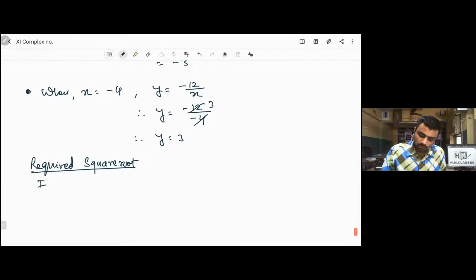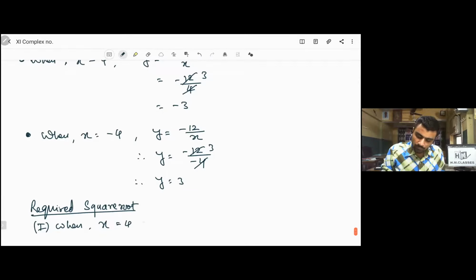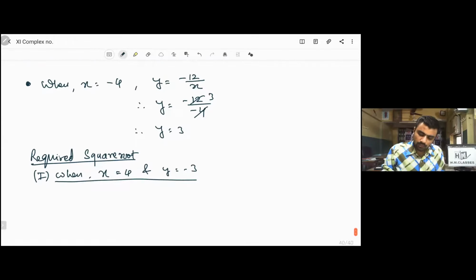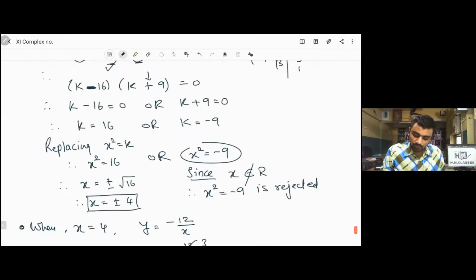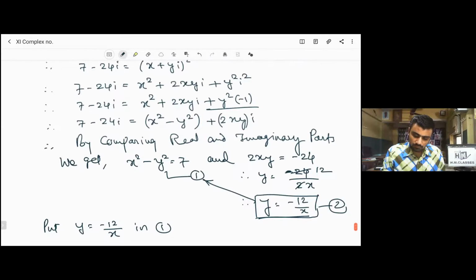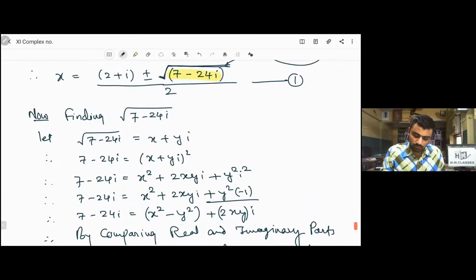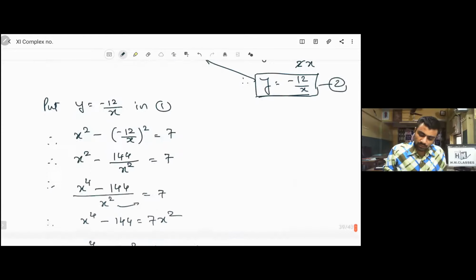So first case, when x is equal to 4 and y is equal to minus 3, right. So what was the square root we had to find? That is this one. This is what the square root is required. This is considered as x plus yi. So x plus yi is our required square root.